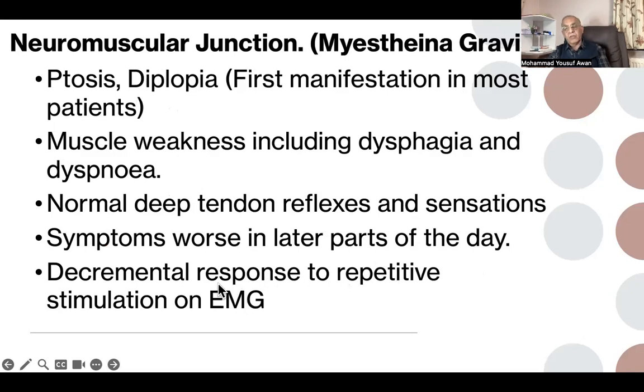On EMG, when they repeatedly stimulate the nerve and the muscle, there will be decremental responses to the repetitive stimulation. So these are the features typical of myasthenia gravis, and this is a disease of the neuromuscular junction.